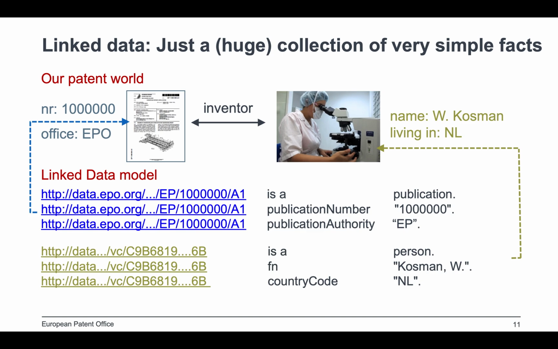Well, quite simply, we just say this thing, which we know is a publication, publication number 1 million, has an inventor of this ID, and of this ID we know it's a person, Mr. Kosman. So what we see here is a huge number of triples, because it contains only 3 parts, subject, predicate, and object, and the combination of these things is the data. You can also visualize it as a graph.